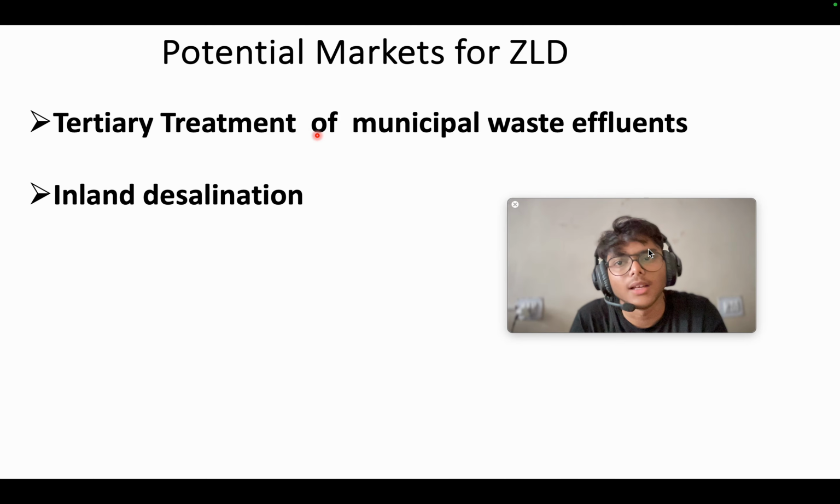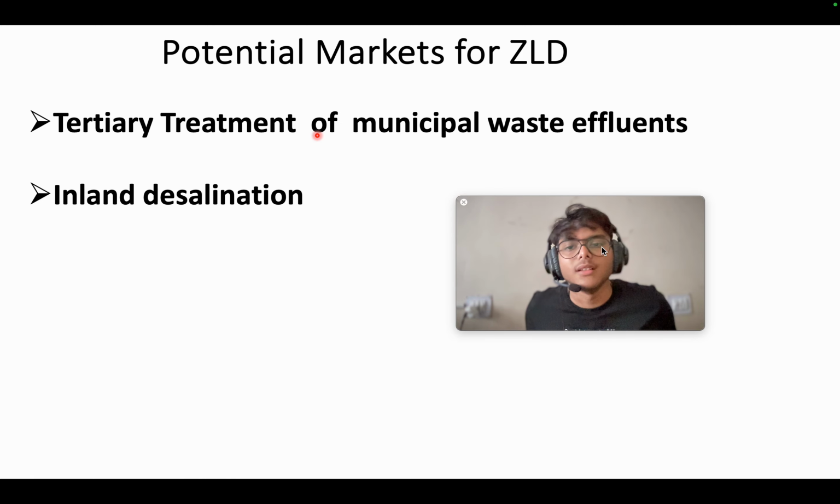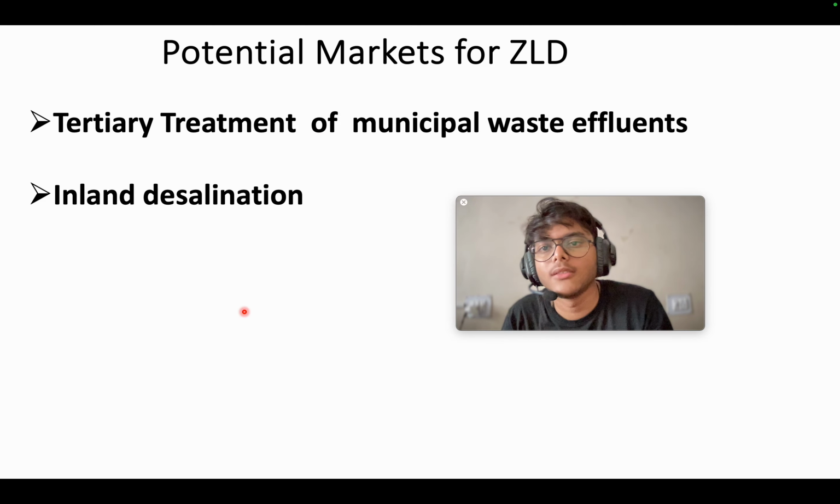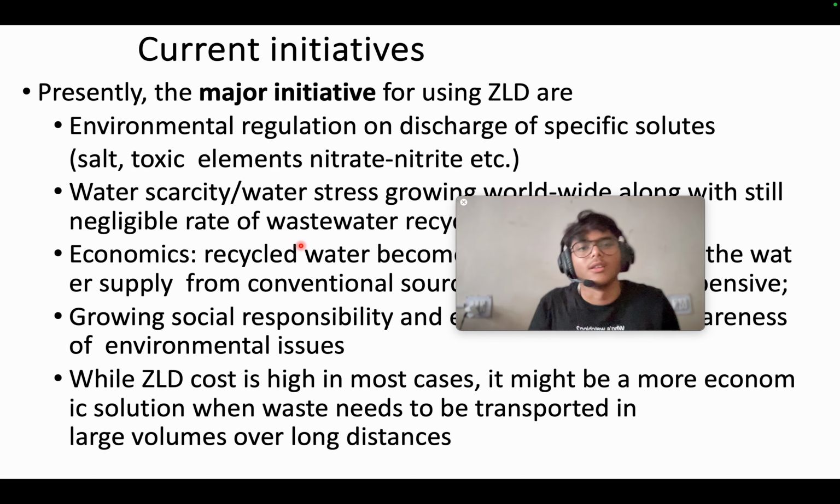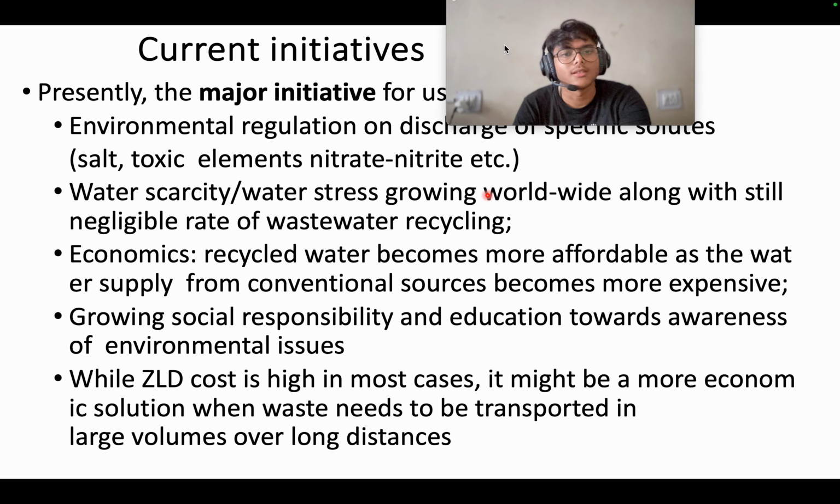More potential markets are tertiary treatment of municipal waste effluents and inland desalination, right? Okay, now next, these are the potential markets. What are the current initiatives for using ZLD? Presently, the current initiatives for using ZLD are environmental regulations on discharge of specific solutes like salt, toxic elements, nitrate, etc. Water scarcity or water stress is growing worldwide, along with a still negligible rate of wastewater recycling.